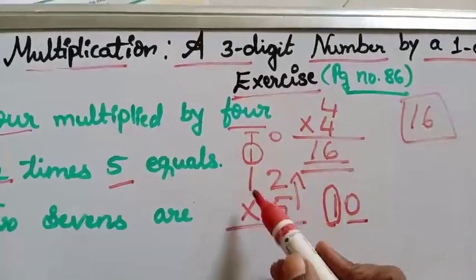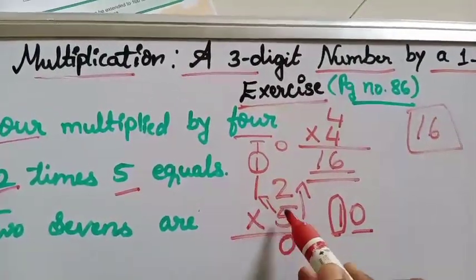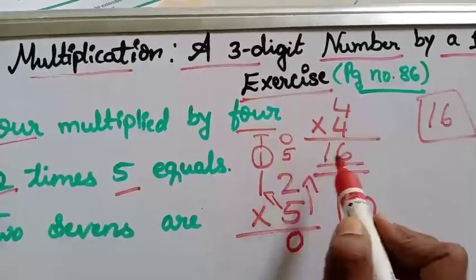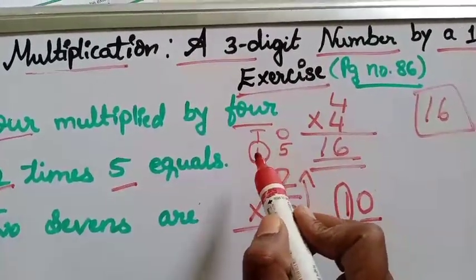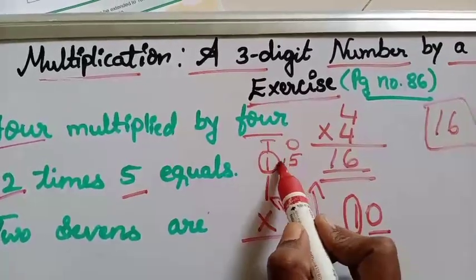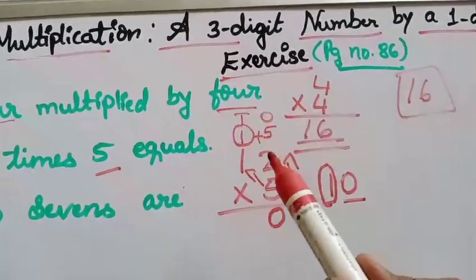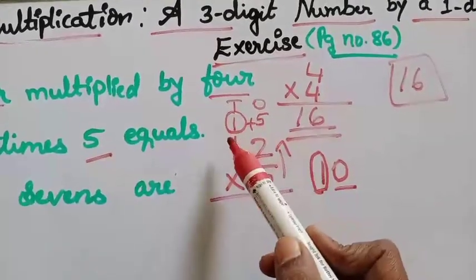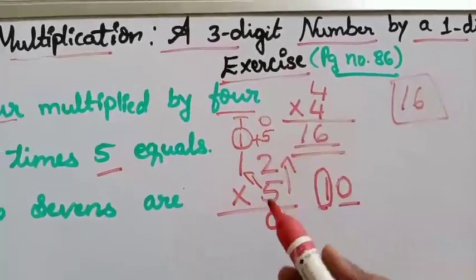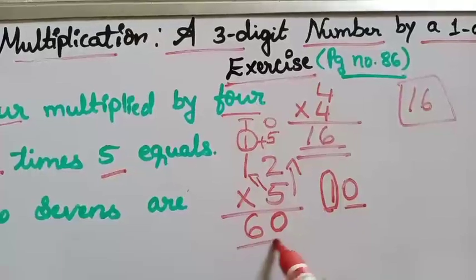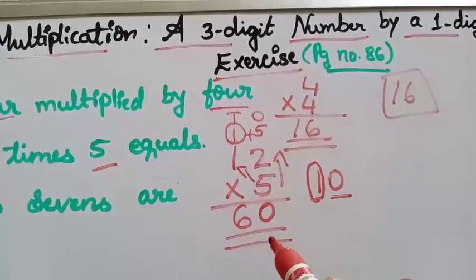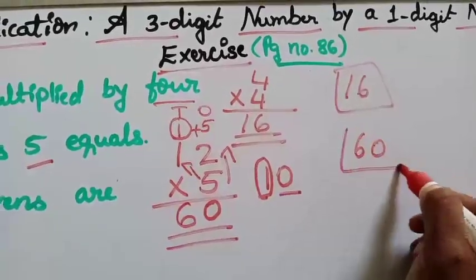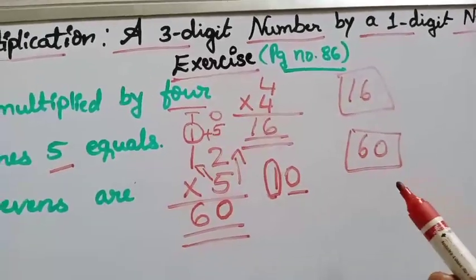Now cross multiplication. 5 1's are 5. Where do we have to write? Near the circle. So 5 and 1, we have to add these 2 numbers. That is, the symbol of plus we have to use. 5 plus 1 is 6. So what is the total answer we got, children, now? 60. That we have to write here. Got it? The second answer is 60.